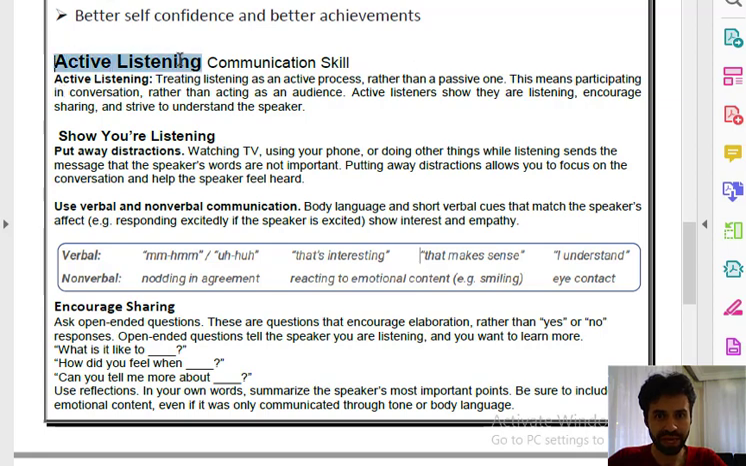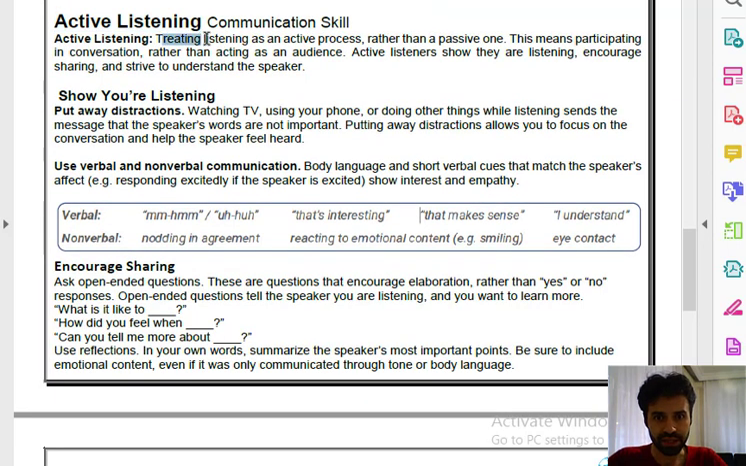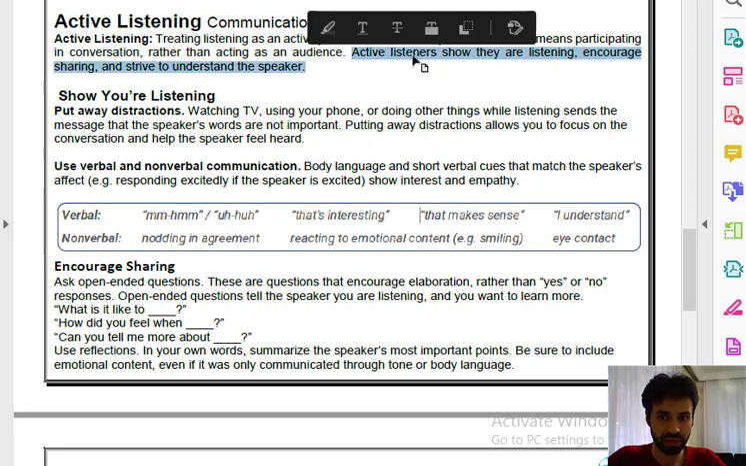The first tip is active listening. Active listening is actually treating listening as an active process. It's like listening to understand someone, not to respond or reply. So this means participating in a conversation rather than acting as an audience. Active listeners show that they are listening, encourage sharing, and strive to understand the speaker. When we are listening actively, we really try our best to understand what the speaker is telling us and what that person really wants to say.